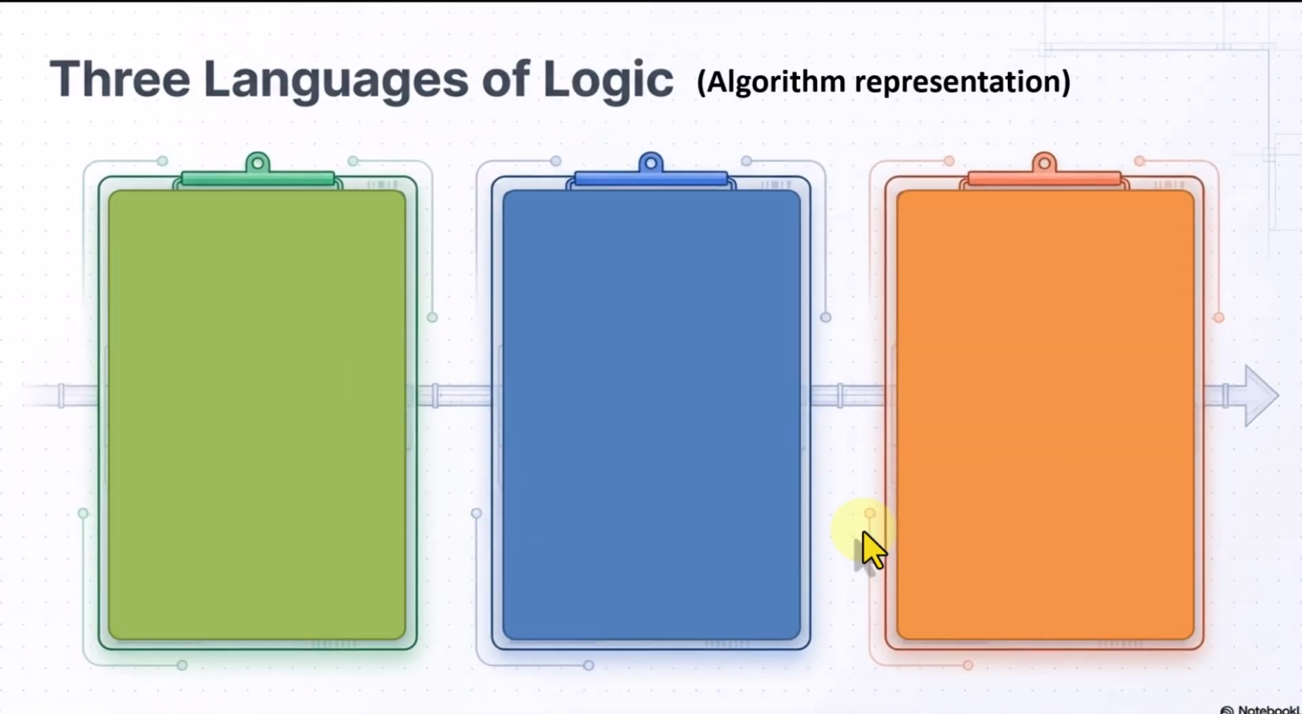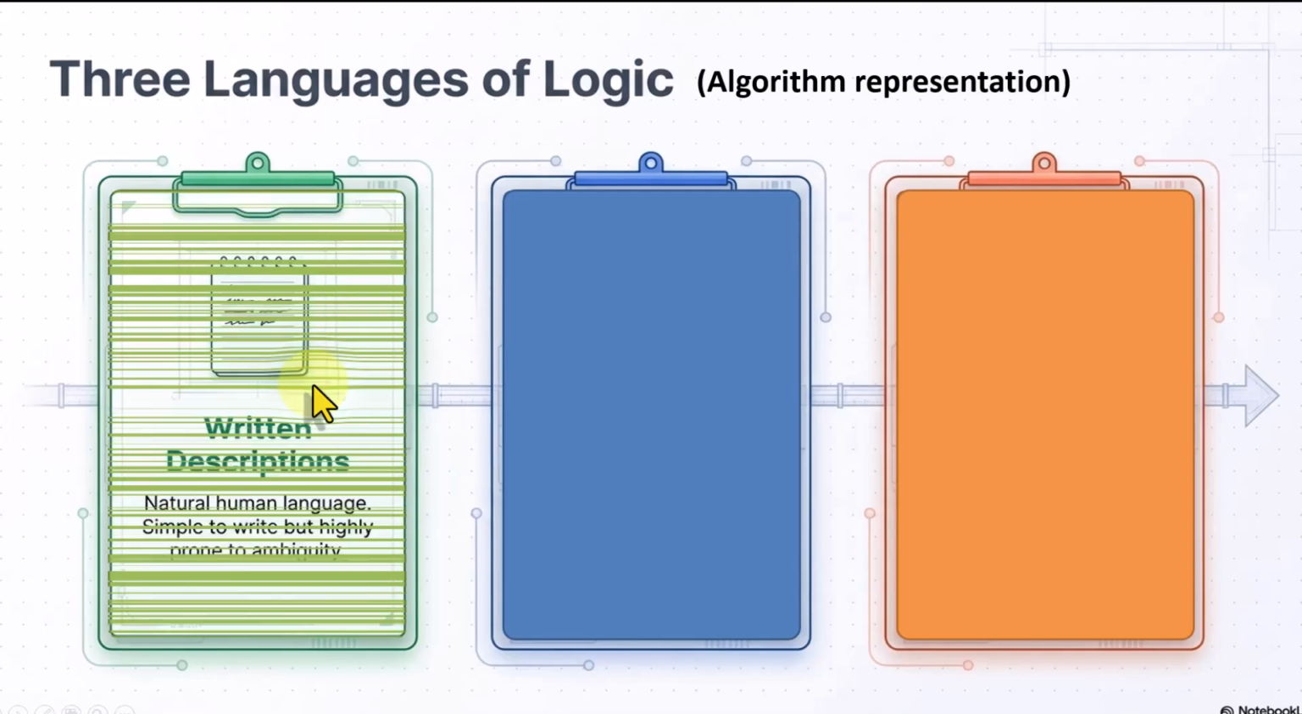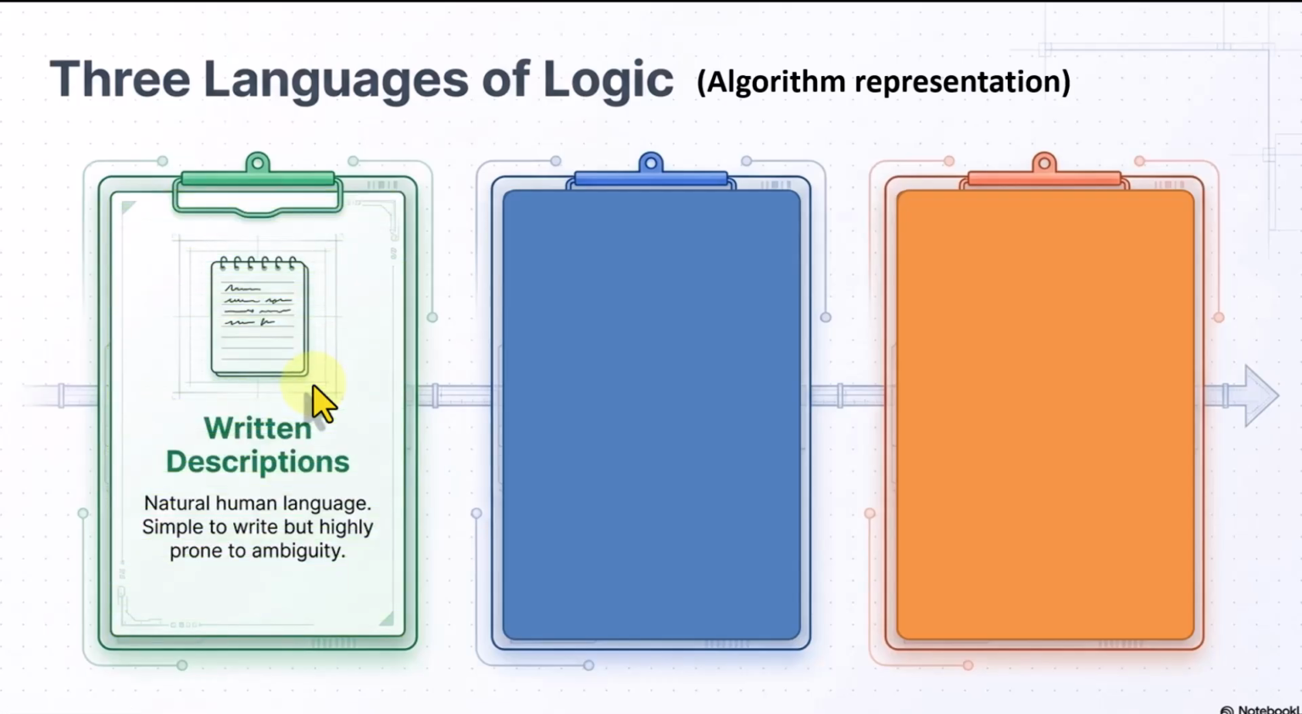Now we have three languages of logic, or three different ways to represent algorithms. The first one is the written description. That is natural human language, simple, written in plain English. It is simple, but it is prone to ambiguity, which means many things can be unclear there. Mostly it is used to communicate between non-technical people. For this we do not need a lot of technical skill or knowledge.